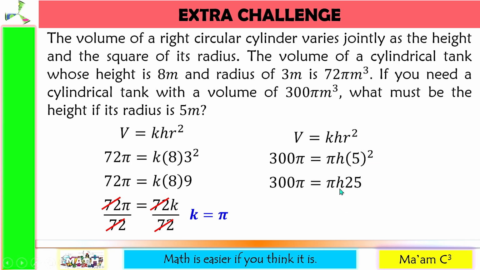To solve for h, we're going to divide both sides by pi times 25, or 25 pi. So pi here will cancel out. Same with the pi here and the 25, leaving us h. And 300 divided by 25 is 12. So h is equal to 12 meters.